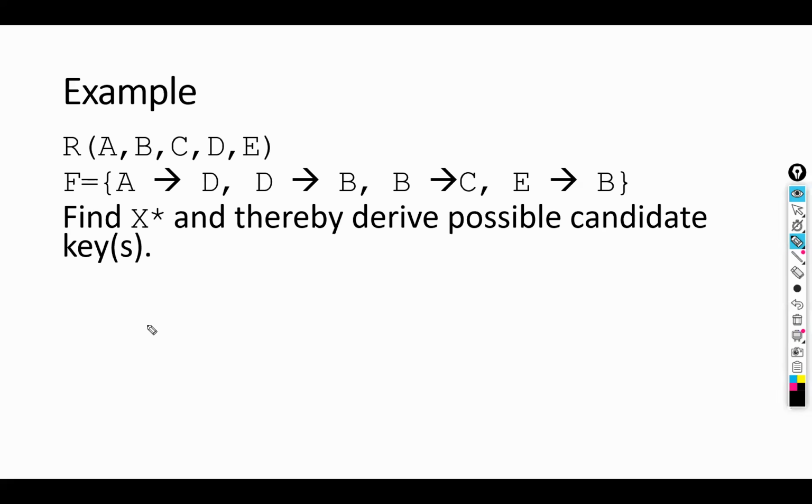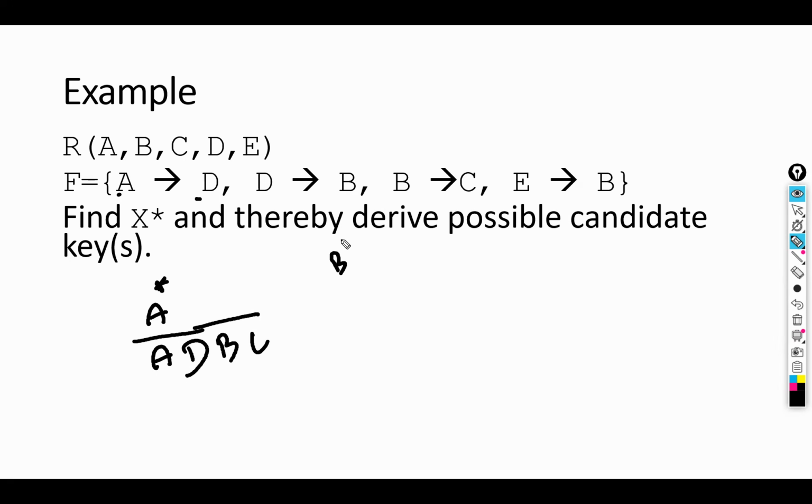Right. So let's find A closure. A determines A by reflexivity. You can use Armstrong axioms. A determines D, and D determines B, therefore A determines B, and B determines C, therefore A determines C also. Transitivity. That's it. That is A closure.